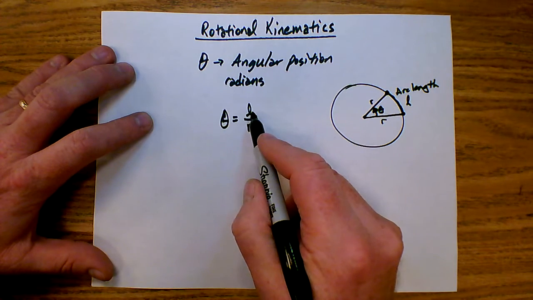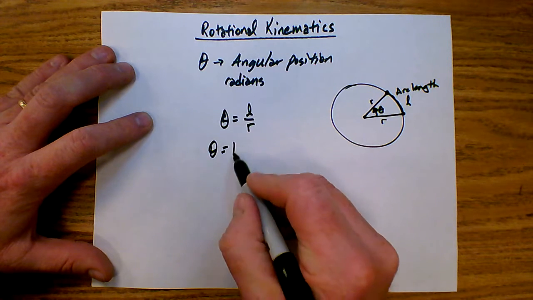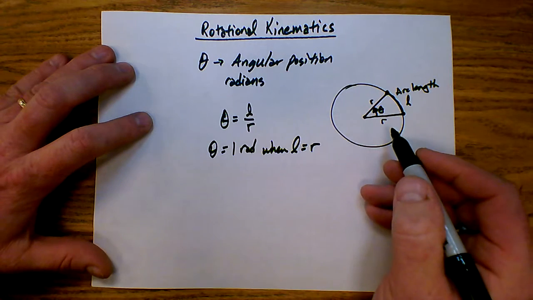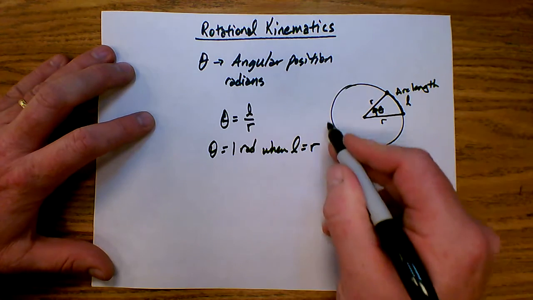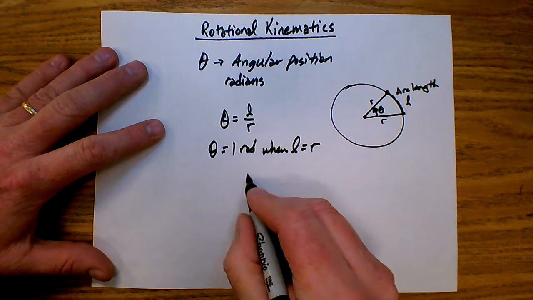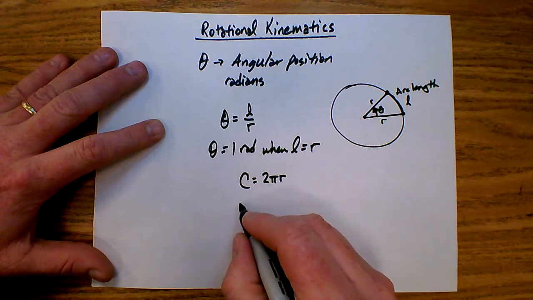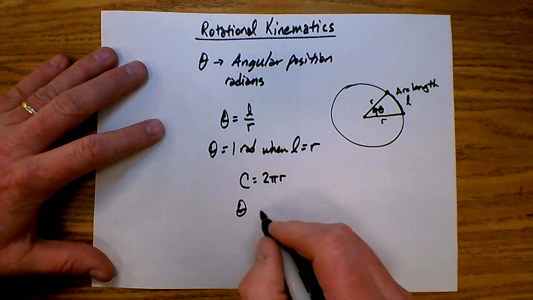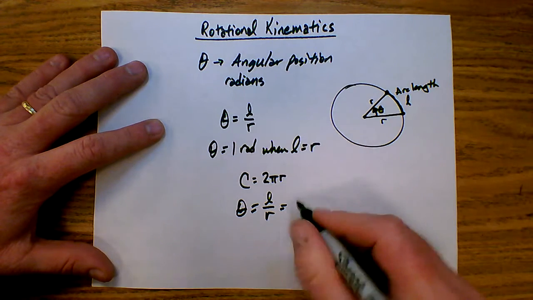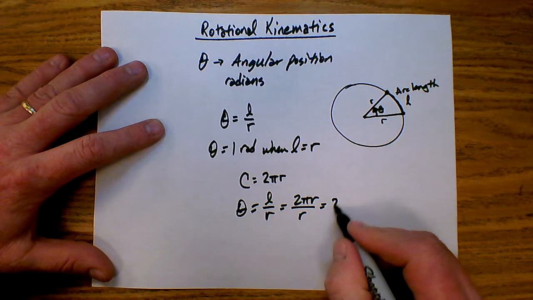Now, if the arc length is equal to the radius, then we have theta equals 1. So theta equals 1 radian when the arc length is equal to the radius. So let's take a look at this, for example. If I go all the way around the circle, I know that the arc length is going to be the circumference, right? So the circumference is 2 pi times r. So if I look at the angle that's involved in one complete spin around the circle, it's going to be arc length over radius, which for the whole circumference is 2 pi r over the radius r, and I can see that theta is equal to 2 pi.